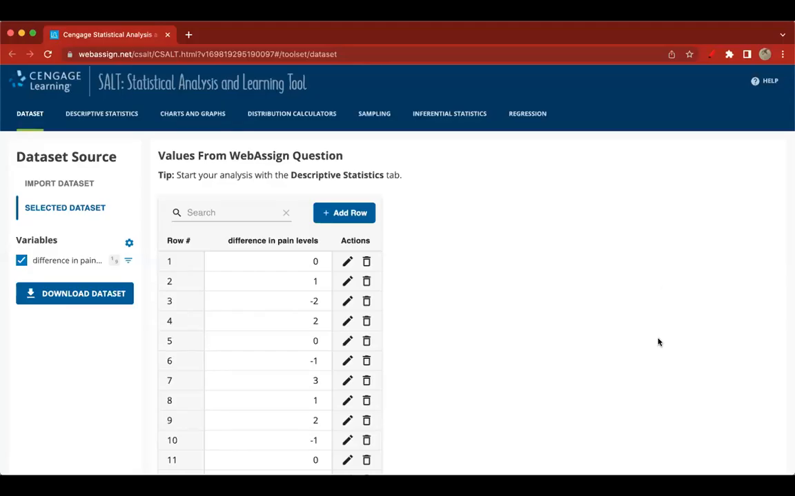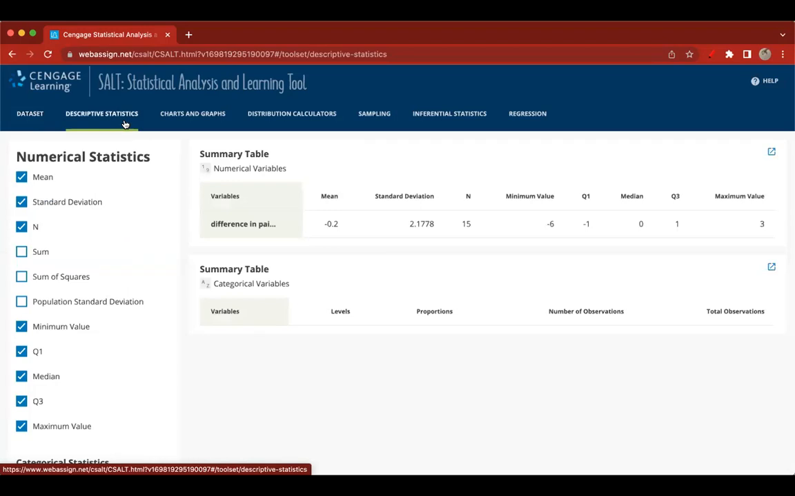So this is the web page, SALT statistics. We will go to the descriptive statistics, and over here we can see that the mean value is negative 0.2. The standard deviation is 2.1778. The population size is 15. The minimum value is negative 6. The Q1 is negative 1. The median is 0. And the Q3 is 1. And the maximum value is 3. Back to our presentation.